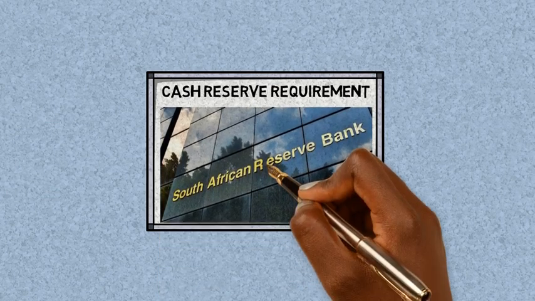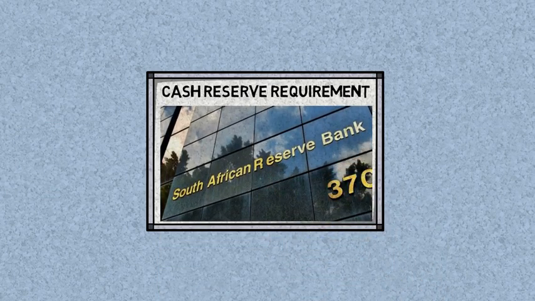The last instrument is the cash reserve requirement. This is where banks are required to hold a certain minimum cash reserve in the central bank. Banks have a limited amount to give out as credit because they need to take a percentage back to the South African Reserve Bank to hold as a just in case type of money. So just in case your bank faces liquidity problems, there's excess money available that they can borrow at the South African Reserve Bank.